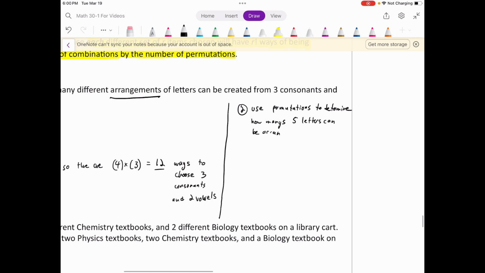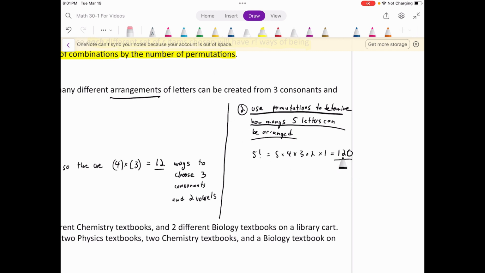Right? I mean, we could say it's 5 permute 5, but we also know it's just 5 factorial. 5 times 4 times 3 times 2 times 1. 5 letters could go in the first spot, 4 in the second, 3 in the third, 2 in the fourth, and 1 in the fifth spot, right? It's just 5 factorial. 5 times 4 times 3 times 2 times 1, which is 120. So if we have 5 letters, there are 120 different ways we could arrange them, right?